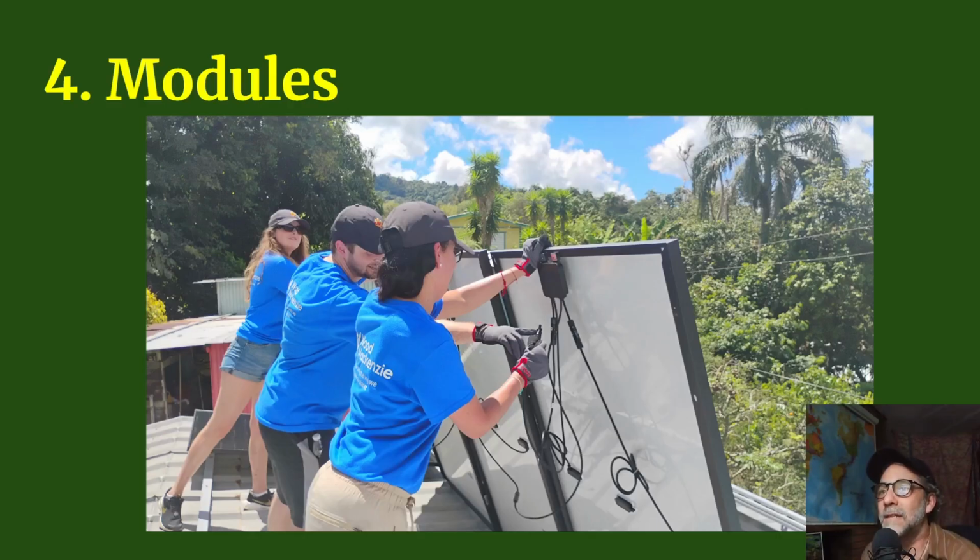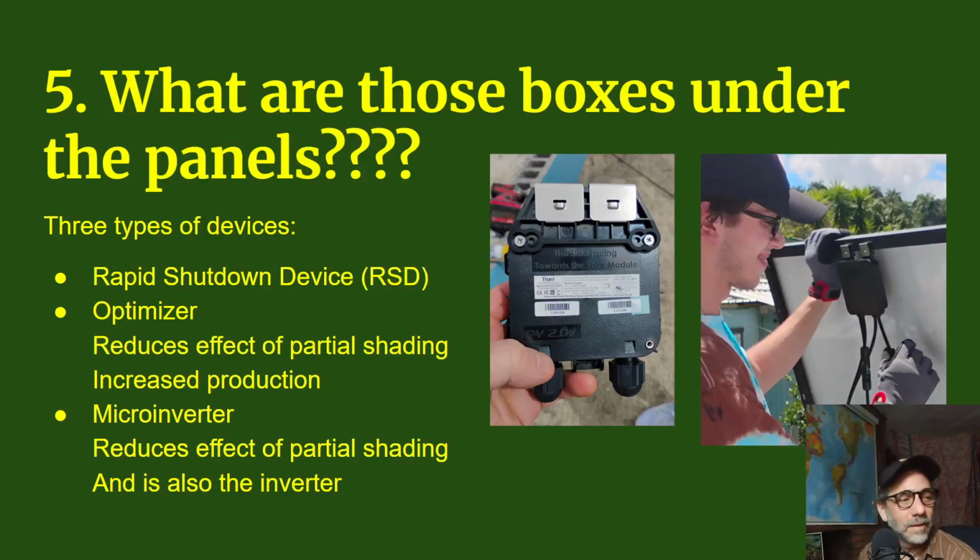Now, before we attach them down on there permanently, we have to wire them together. So let's take a look at how that's done. You might see that underneath the solar panel, there's this box here. So what are those boxes that are mounted under the solar panels anyway? Well, there's 3 different types of devices that can be mounted under solar panels.